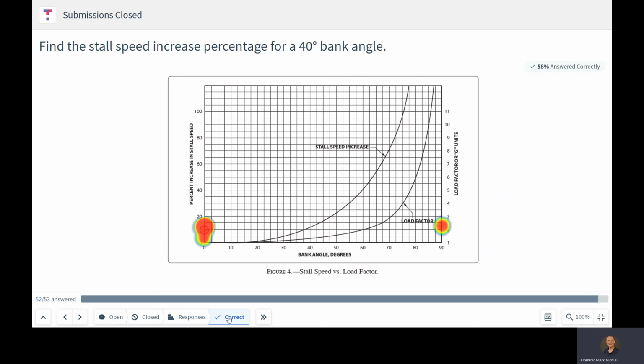Oh, interesting. All right. Most of you got that one correct. You went to the left side. Several of you went to the right side. That's load factor over there. We have to be on the left side for this one. So you're looking at somewhere just over 15, about 16% increase on that.